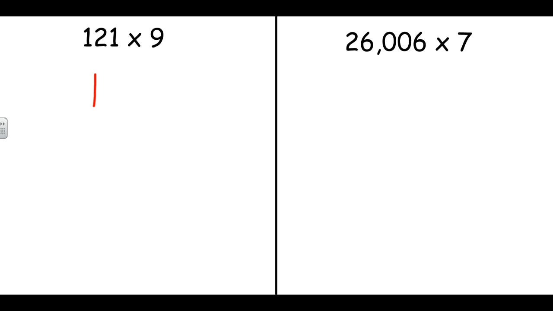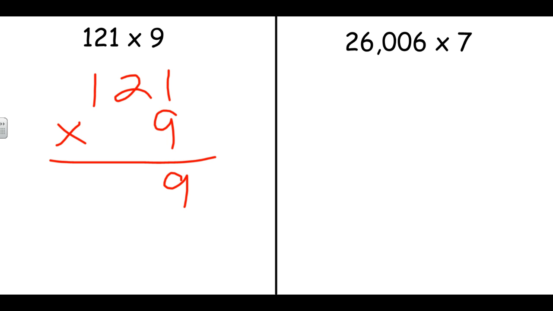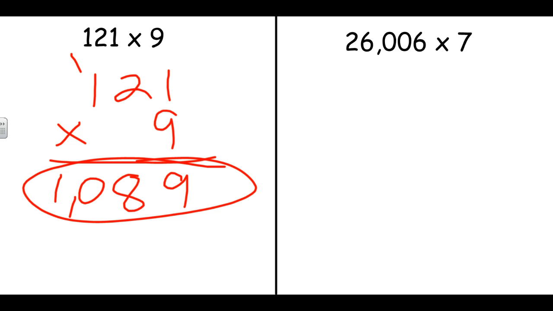Looking at the next one, 121 times 9. 9 times 1 is 9, no carrying there. 9 times 2 is 18, so we have 1 extra 100. 9 times 1 is 9, plus 1 is 10. 1,089 is our product.